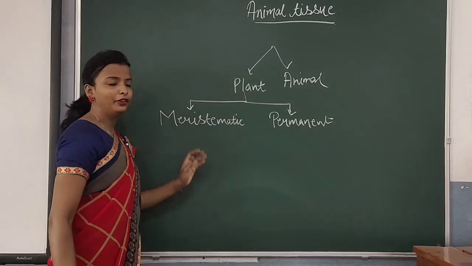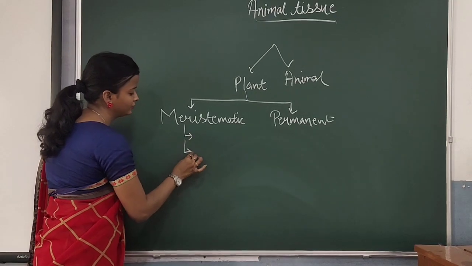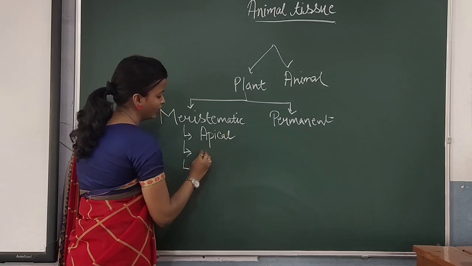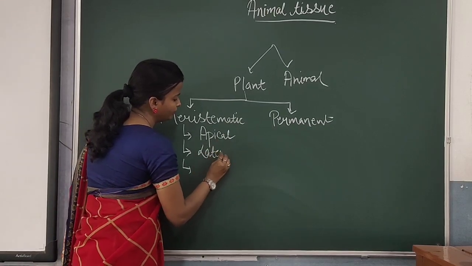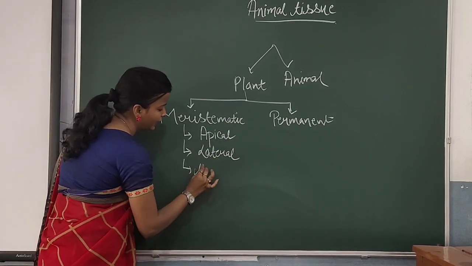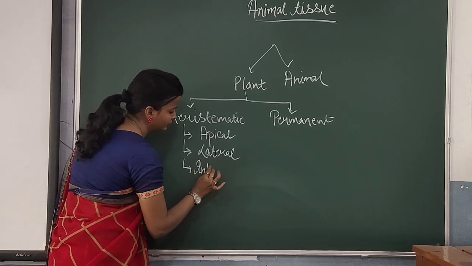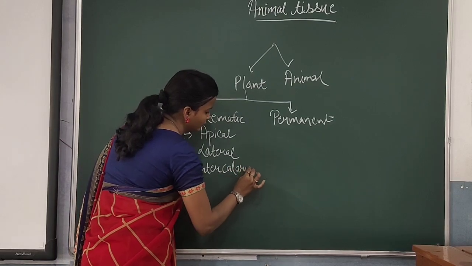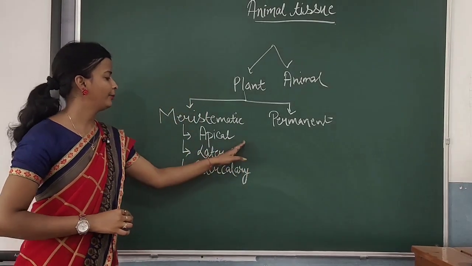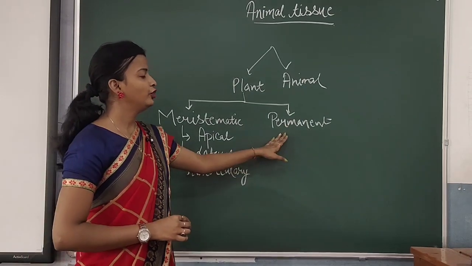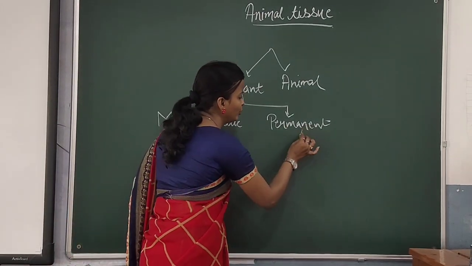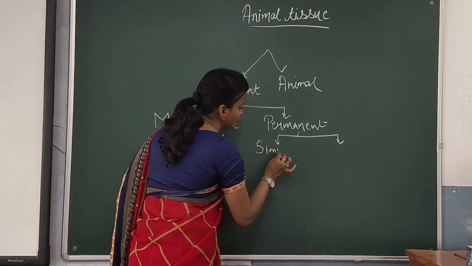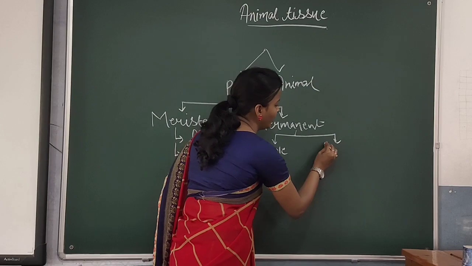The meristematic tissue is of three types: apical meristem, then lateral meristem, and the third one is intercalary meristem. I am not writing meristem again and again: apical, lateral and intercalary. Then the permanent tissue is again of two types. The first one is simple and the second one is complex.